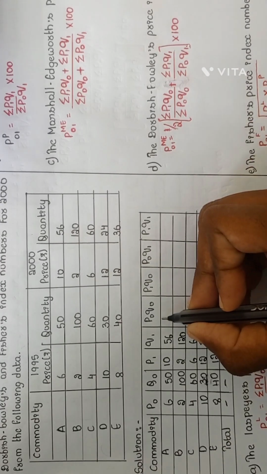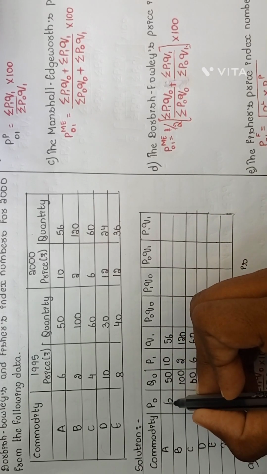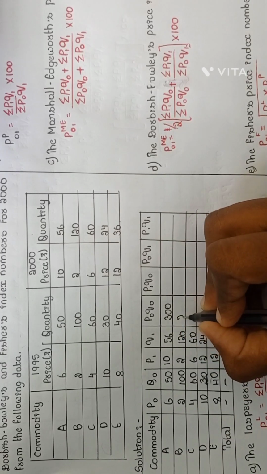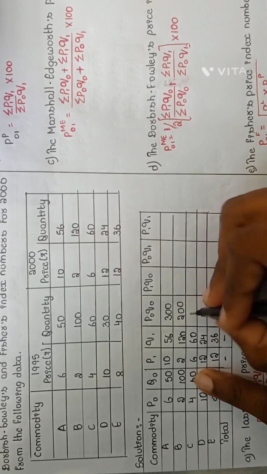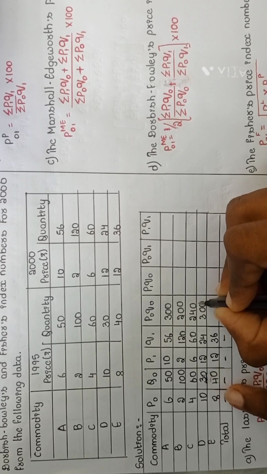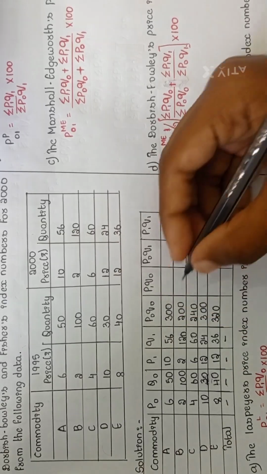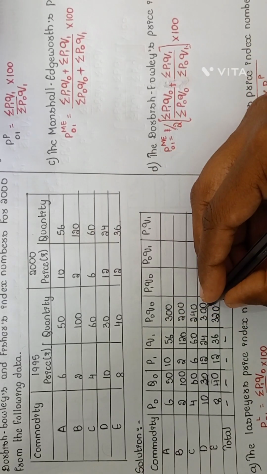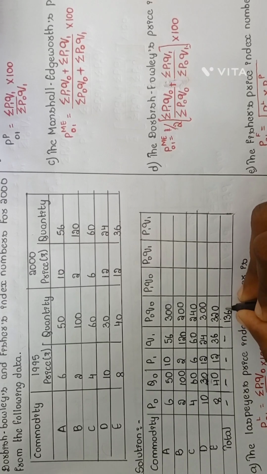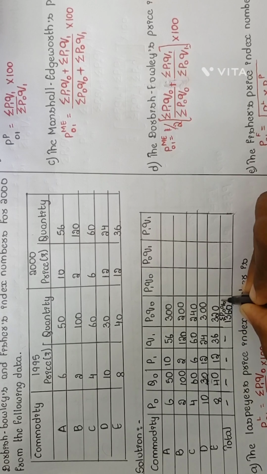Next what we have to do is multiply P0 and Q0. That is 6 into 50 is 300, 2 into 100 is 200, 4 into 60 is 240, 10 into 30 is 300, 8 into 40 is 320, and the total of P0 Q0, that is 300 plus 200 plus 240 plus 300 plus 320, is 1360, and this is represented as summation P0 Q0.